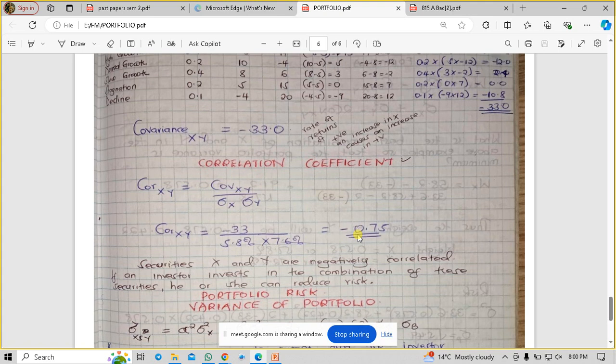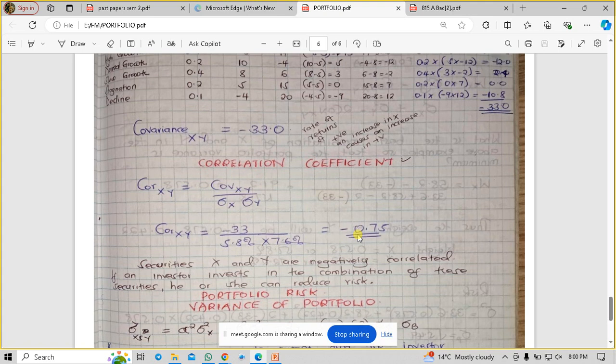The reason why the risk is reduced is because of the aspect of diversification. Instead of, we normally say, putting all your eggs in one basket, you do what? Instead, for example, of investing all your money in farming, you diversify.